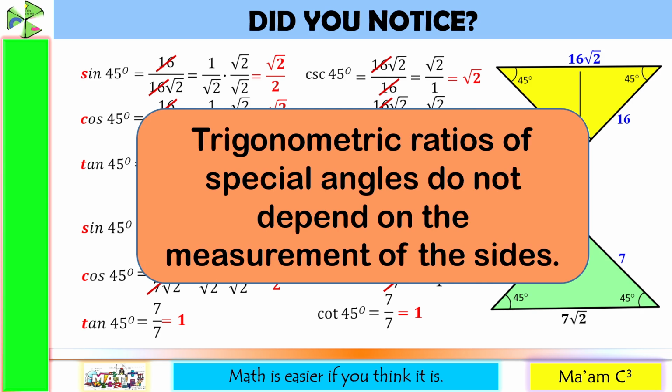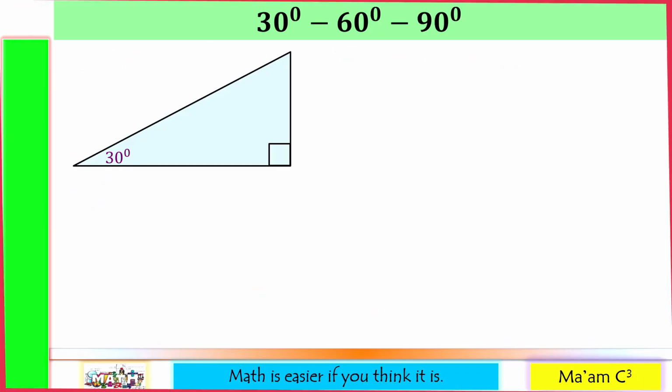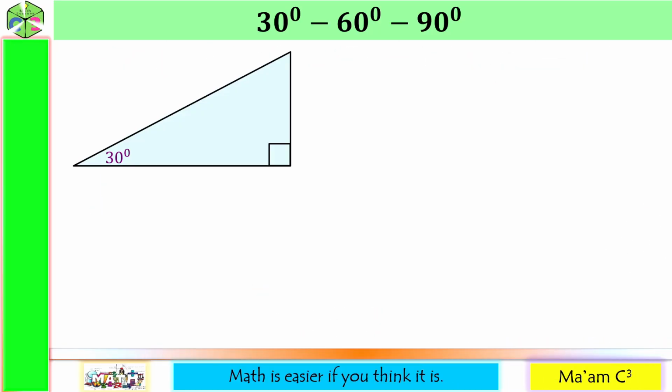Let us proceed with the next special triangle, the 30, 60, 90 degrees triangle. So I have here a triangle. The only given is this angle, which is 30 degrees. If this is 30 degrees and this is 90 degrees, and the sum of the interior angles of a triangle is 180, then it follows that this angle is 60 degrees. Check it. 60 degrees plus 30 degrees is 90 degrees, plus 90 degrees is equal to 180 degrees.